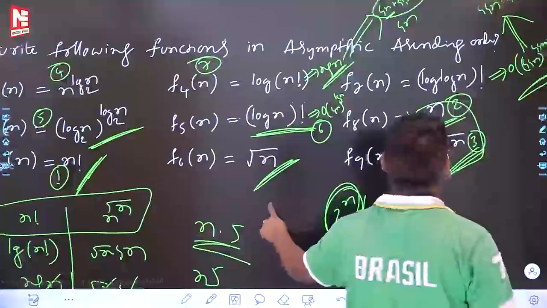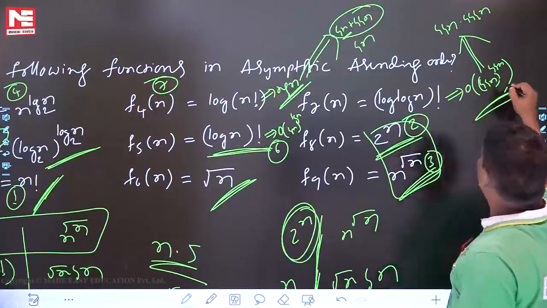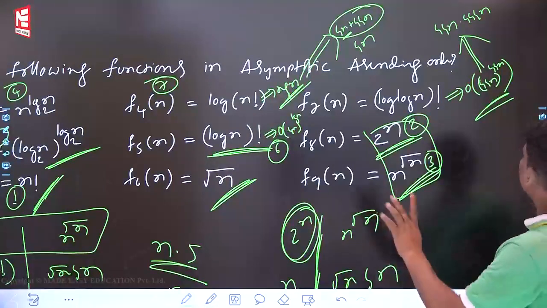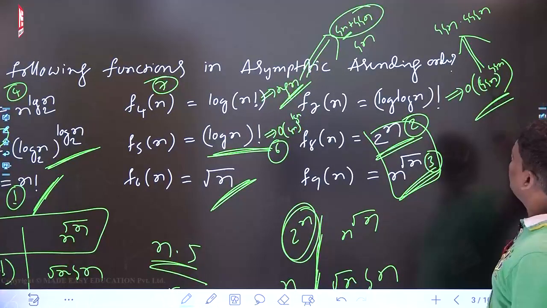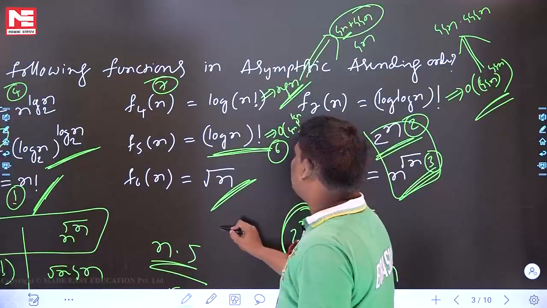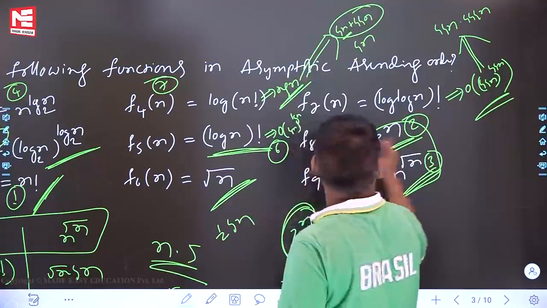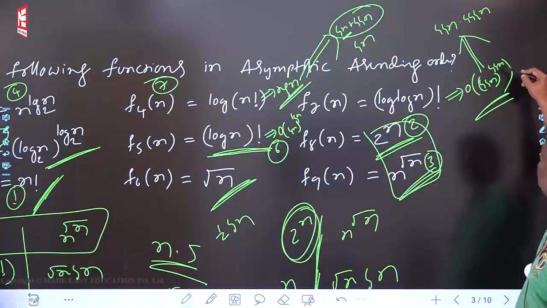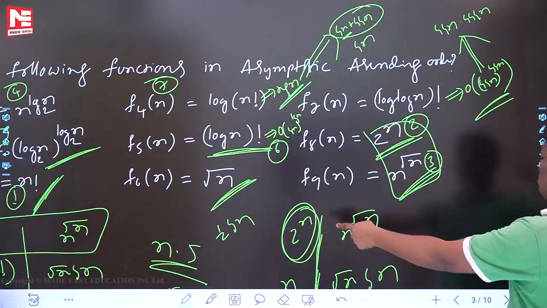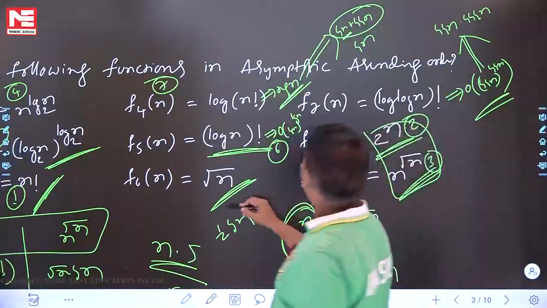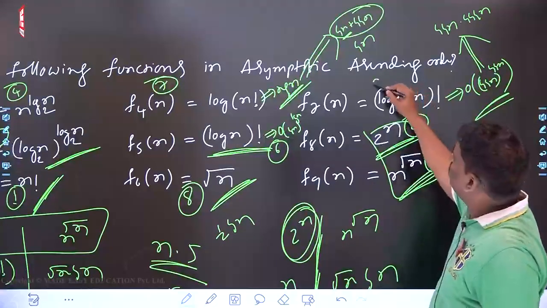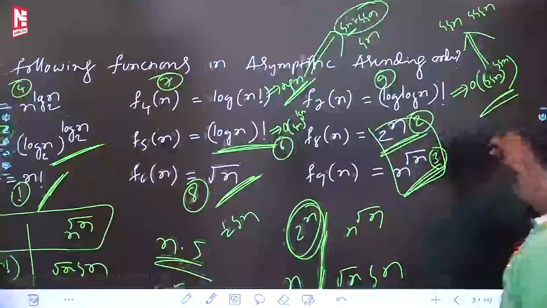Next one. Root n and log n whole power log n, who is bigger? If you apply log here, what is the answer? 1 by 2 log n. This one is going to be log n into log n, that is only log n. This is bigger. 7, it is the 8. This is going to be 9. Check once if anything is wrong.